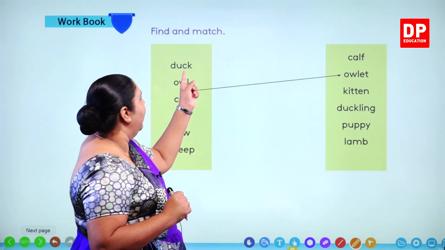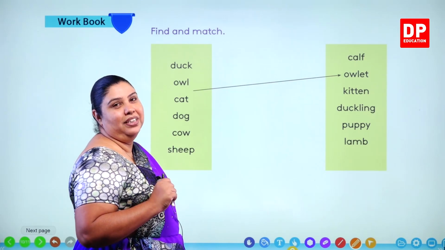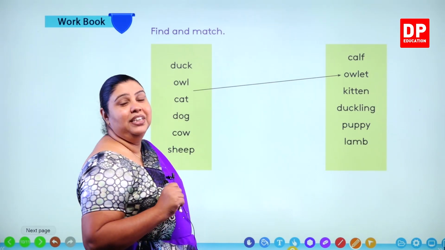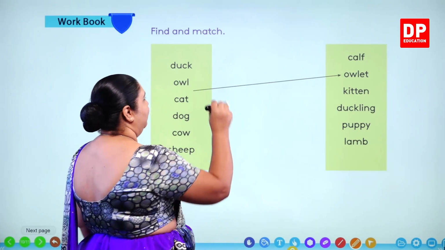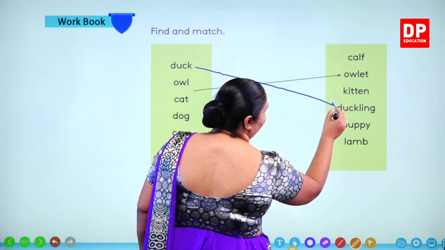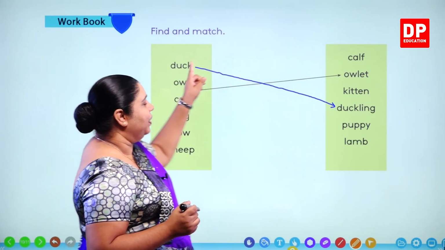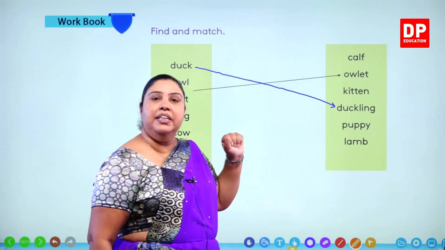Now we'll try to find the first one. Duck. What is the baby duck called? The baby duck is called duckling. So you have to come from here and draw a line to the word duck. It's an arrow. You can match. Duck, duckling. How do we spell the word duckling?